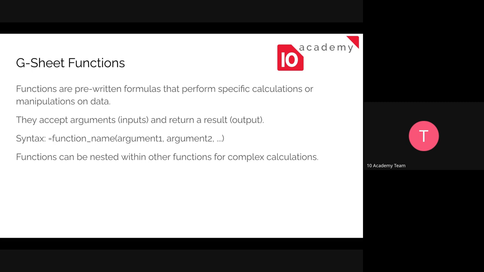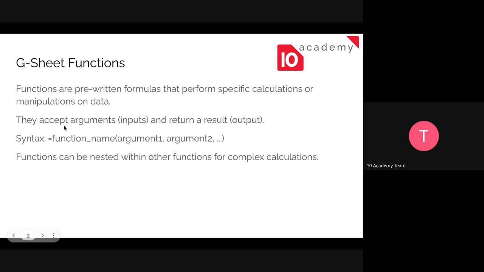So when we are saying Google Sheet functions, we know the term function from mathematics. It's a common word. But when we come to Google Sheet functions, they are pre-written formulas which perform a specific calculation or manipulation on the data that we feed to the Google Sheet. In these functions, they mainly accept arguments and then they will return an output.